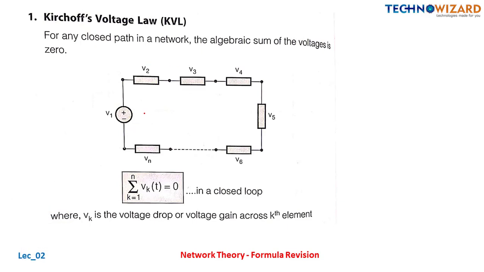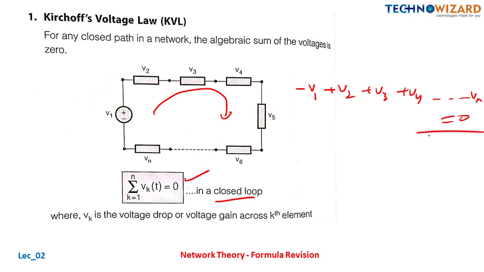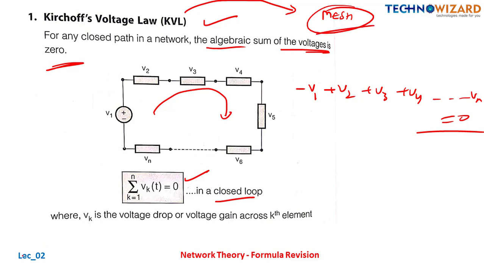What is Kirchhoff's voltage law? The sum of all the voltages in a closed loop should always be equal to 0, like this. Here it can be written as minus V1 plus V2 plus V3 plus V4 and so on up to Vn equal to 0. So they are saying the algebraic sum of all the voltages in a closed loop is 0, that is known as Kirchhoff's voltage law. This KVL is used while doing mesh analysis. Remember, while doing mesh analysis we use KVL.